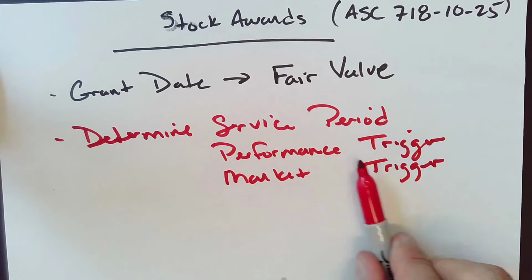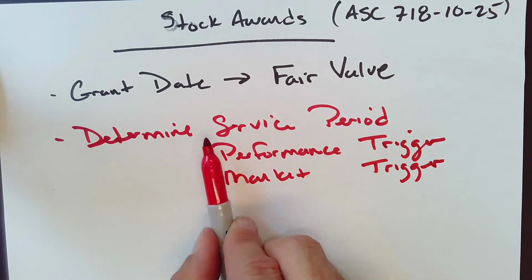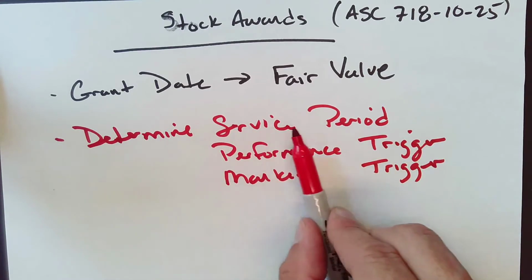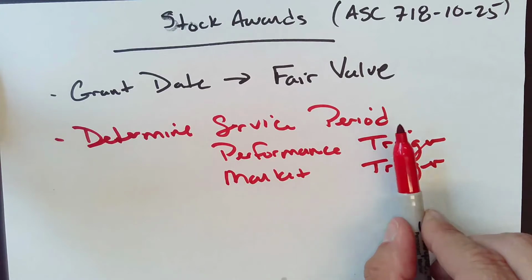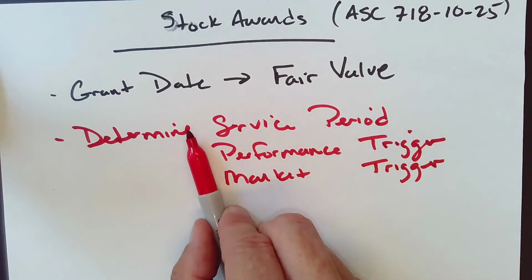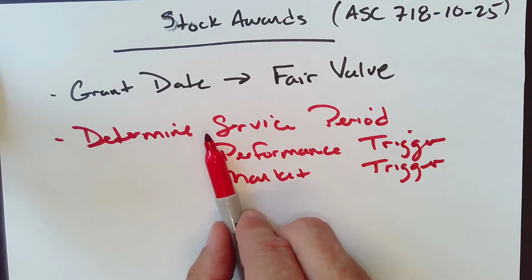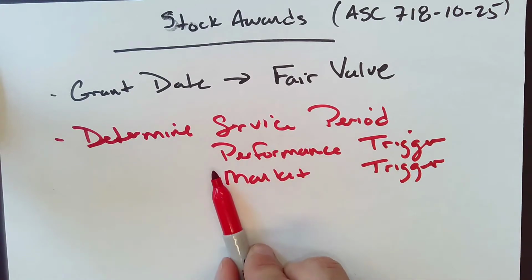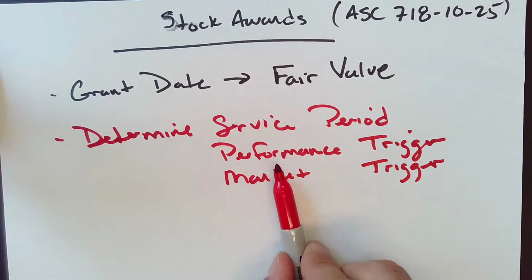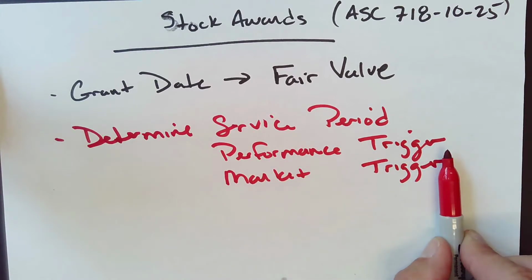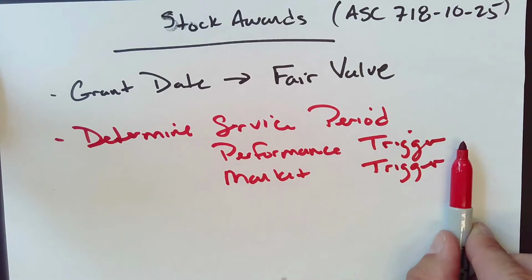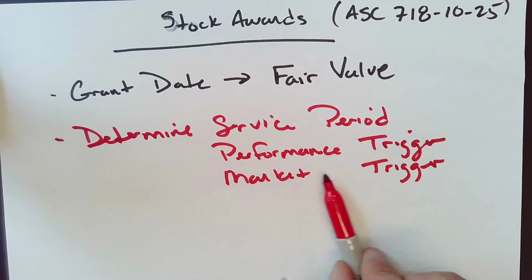When I say trigger, right, a service period is defined as you're going to work here for 4 years, then each year you get some more of these shares. You'll now own them outright. Whereas a performance trigger is once you hit this item, now you own the shares. They're yours to keep forever and ever and ever. If you don't hit the performance trigger, you don't get it. Same thing with a market trigger.